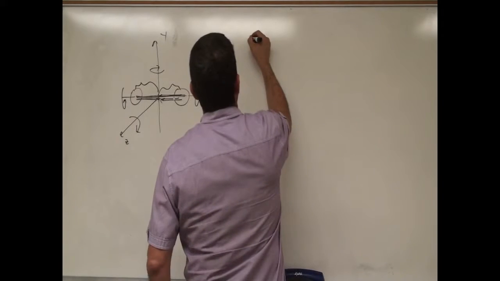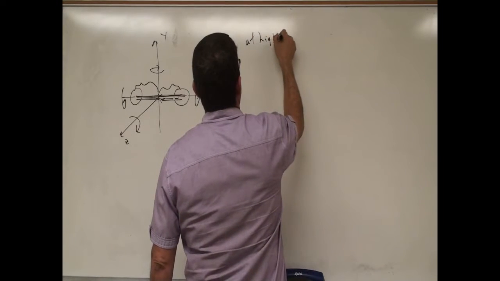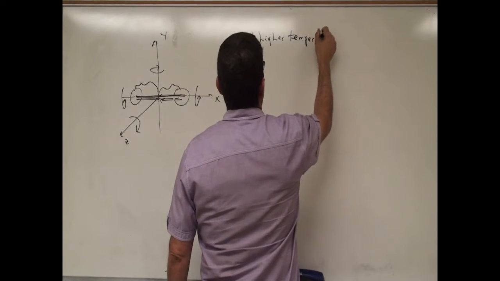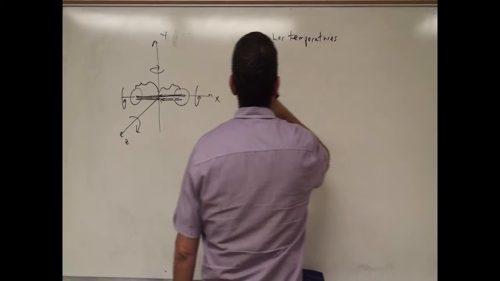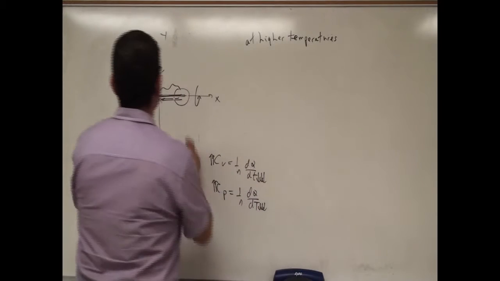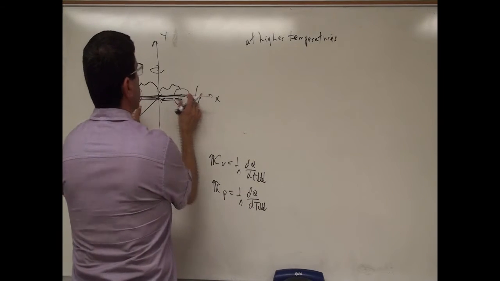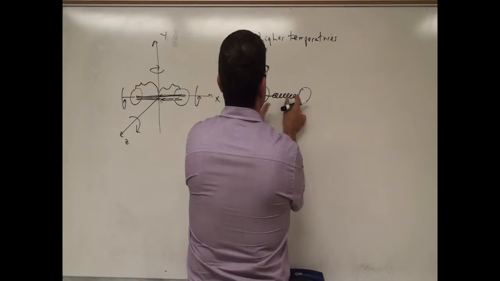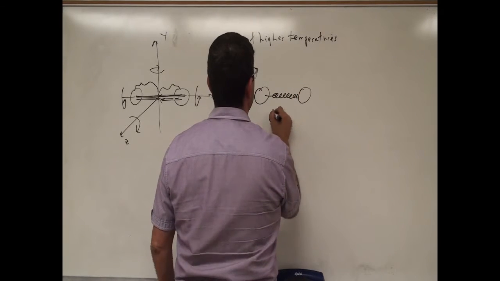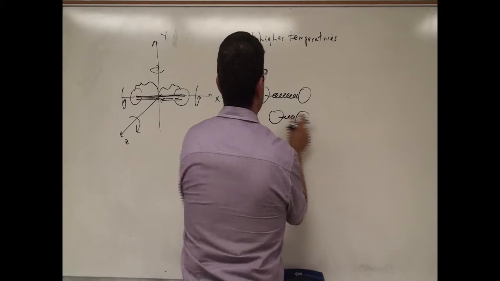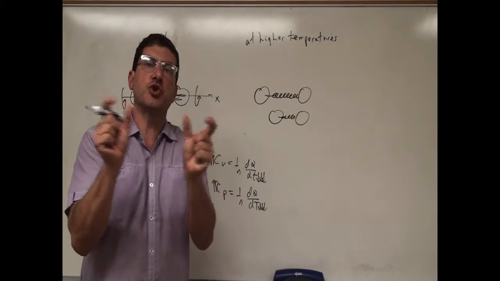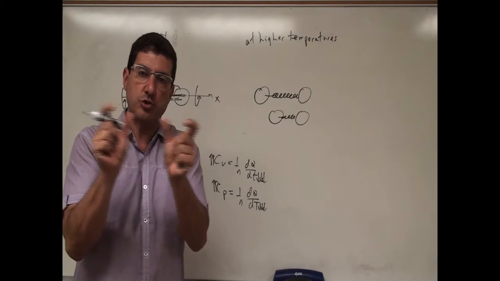At higher temperatures, okay? So what can happen? At higher temperatures, the object can act almost like a spring, right? And then it can vibrate this way. It can go in and out, right? Because it's so hot, the vibrational motion of the molecules is increasing.